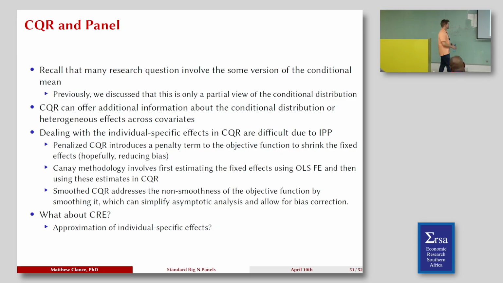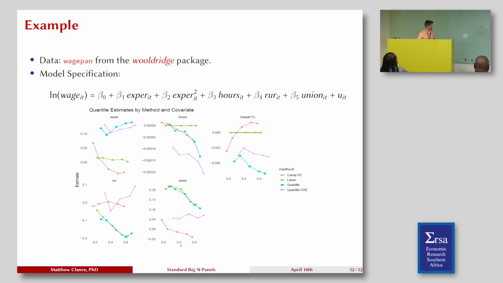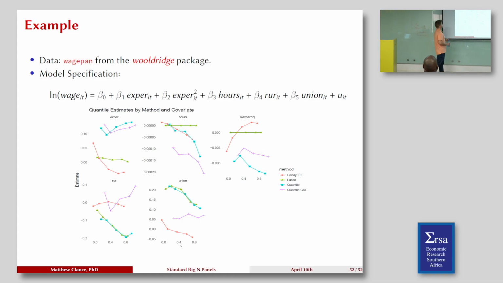Okay? And there's also another one called the smoothed. I've said that the objective function is not smooth, and there are ways of trying to apply smoothness to the objective function. And the one that I typically use in the work that I've done with this is using CREs. I just wanted to give you an idea of how it looks in terms of our regression from the wage panel and seeing how each of them are being estimated.